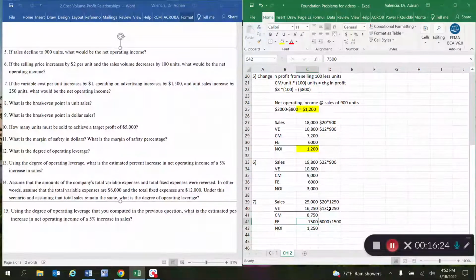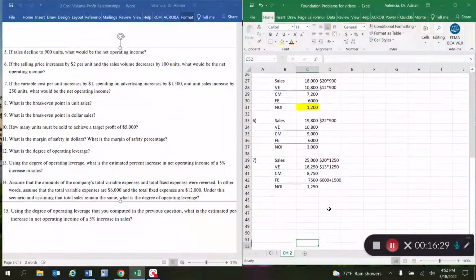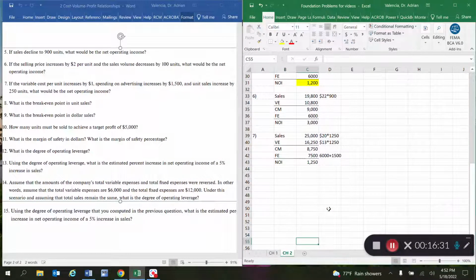So under that cost structure, we would have a net operating income of 1,250. There are a few changes there. So it's just keeping track of those changes that occur in the analysis, that's all.